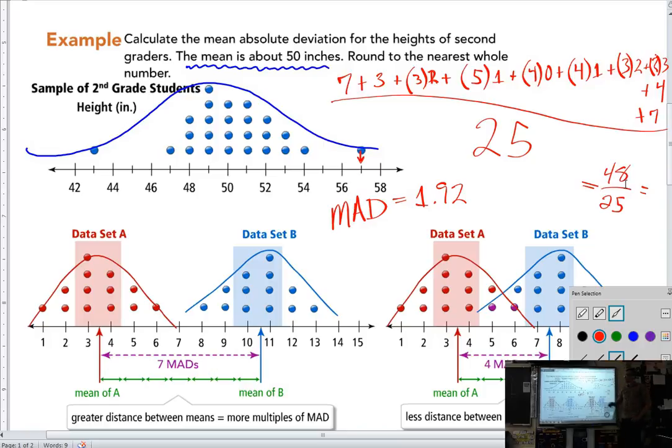So that tells me the average deviation of this set is 1.92 away from the norm, or away from the mean. Or is it just the round to the nearest whole number though? Well, sure, but I like specificity. So, approximately 2 is the mean absolute deviation.